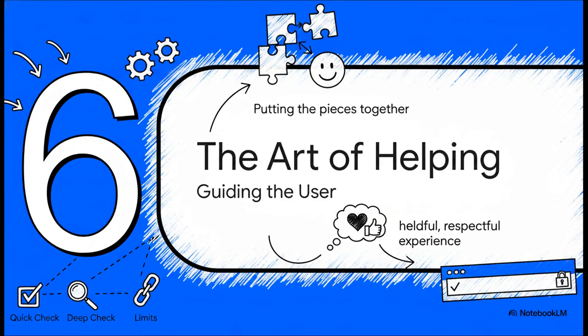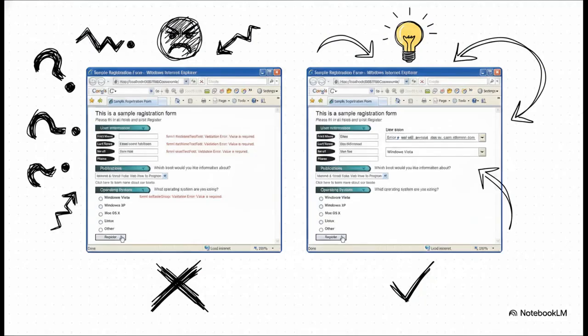So when we put all these pieces together, the quick check, the deep check, and its limits, what does it all mean for us, the people actually using these forms? Well, it all comes down to the art of creating a helpful, respectful experience. And you can see the difference so clearly here. On the left is our old enemy, that vague, unhelpful error message. It just yells at you without any real guidance.